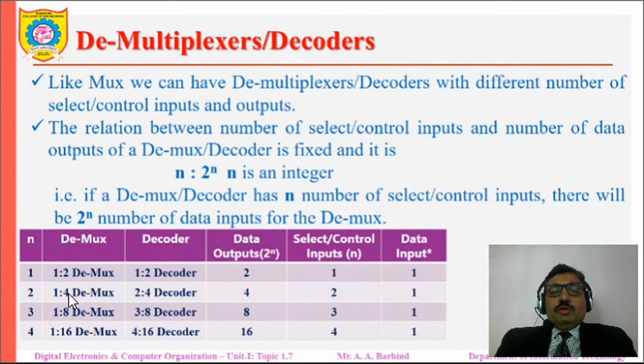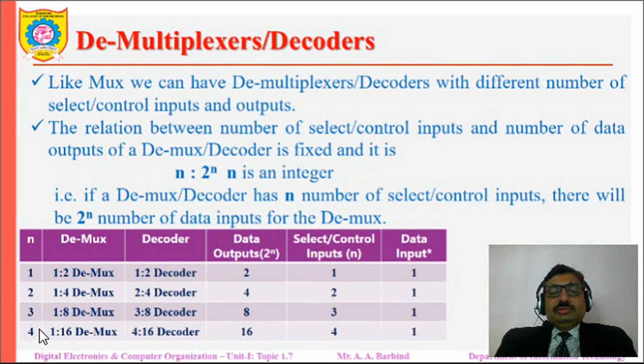When n is equal to 2, it will be 1 to 4 demux, or it will be 2 to 4 decoder, which will have 4 data outputs and 2 select inputs, whereas there will be only one data input, or for decoder it will be enable input. When n is equal to 3, it will be 1 to 8 demux, or 3 to 8 decoder, which will have 8 data outputs and 3 select or control inputs, whereas 1 data input.